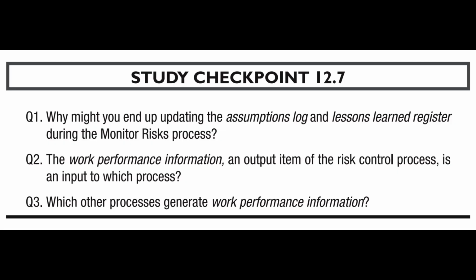Study Checkpoint 12.7. Q1. Why might you end up updating the assumptions log and lessons learned register during the monitor risks process? Q2. The work performance information, an output item of the risk control process, is an input to which process? Q3. Which other processes generate work performance information?